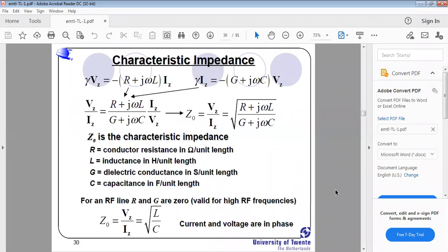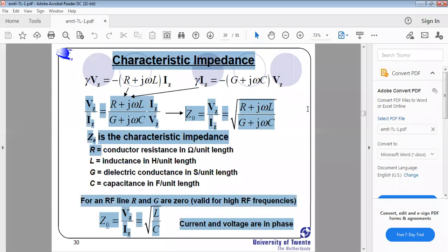See here, Vz equal to (R plus j omega L) into Iz by gamma, and Iz equal to (G plus j omega C) into Vz by gamma. From that, Vz by Iz equal to (R plus j omega L) into Iz by (G plus j omega C) into Vz. That's all. Vz by Iz is nothing but Z naught. So Z naught equal to square root of (R plus j omega L) by (G plus j omega C). This is the fundamental expression for the characteristic impedance.